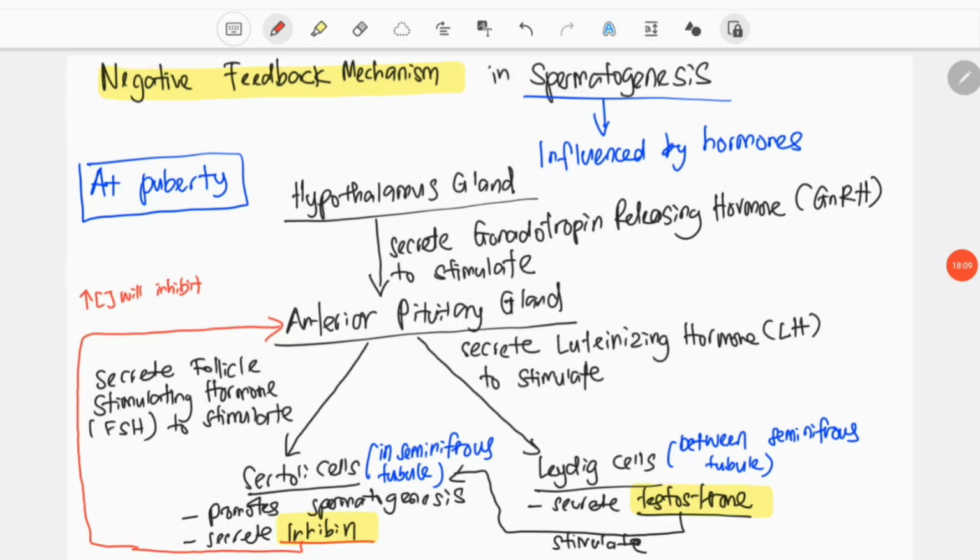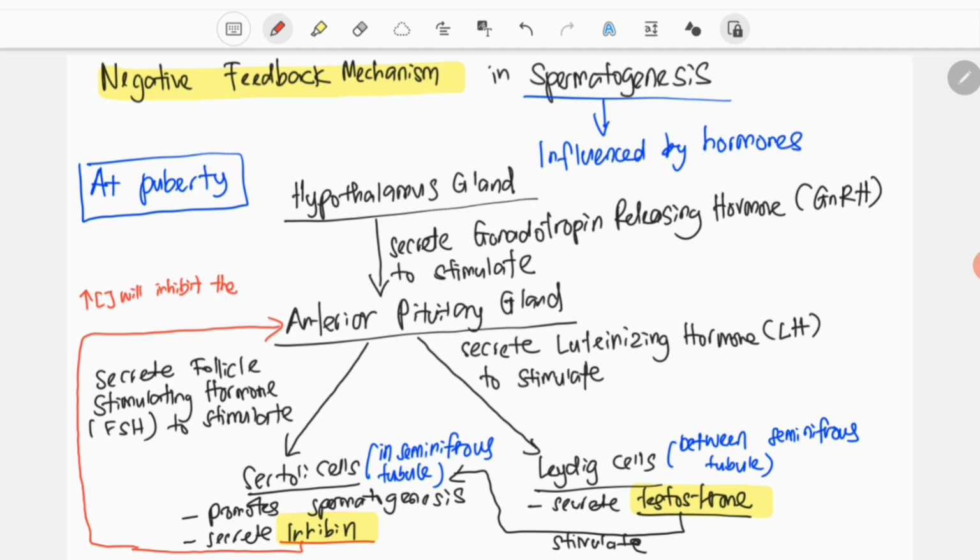So what will happen is, at some point, when the concentration of inhibin sangat tinggi, the high concentration of inhibin will inhibit the function of anterior pituitary gland. So apabila anterior pituitary gland sudah inhibited by high concentration of inhibin, so kesannya anterior pituitary gland akan secrete less, kurang. Dia akan keluarkan sikit sahaja FSH dan juga LH sebab dia sudah kena inhibited by inhibin.